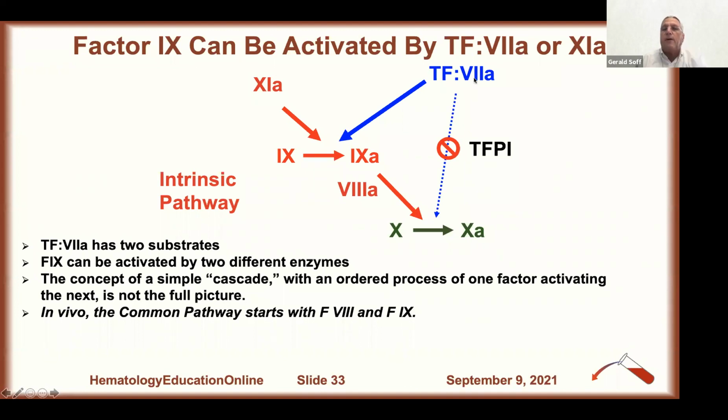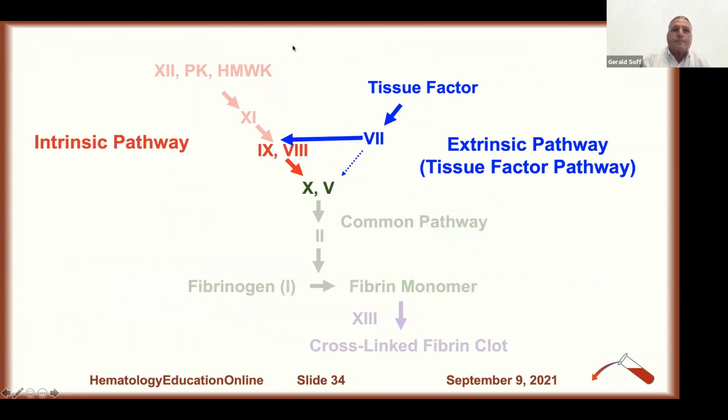This is exploited pharmacologically in that there's recombinant 7A available for patients with inhibitors to factor 8 or factor 9, and that will overcome this. But physiologically, this is what's actually happening in the vast majority of situations. And that explains why 8 and 9 deficiencies are severe, but 11 deficiency in the contact system is less relevant. So this is just showing the same concept again. This is what the real cascade looks like in the body.